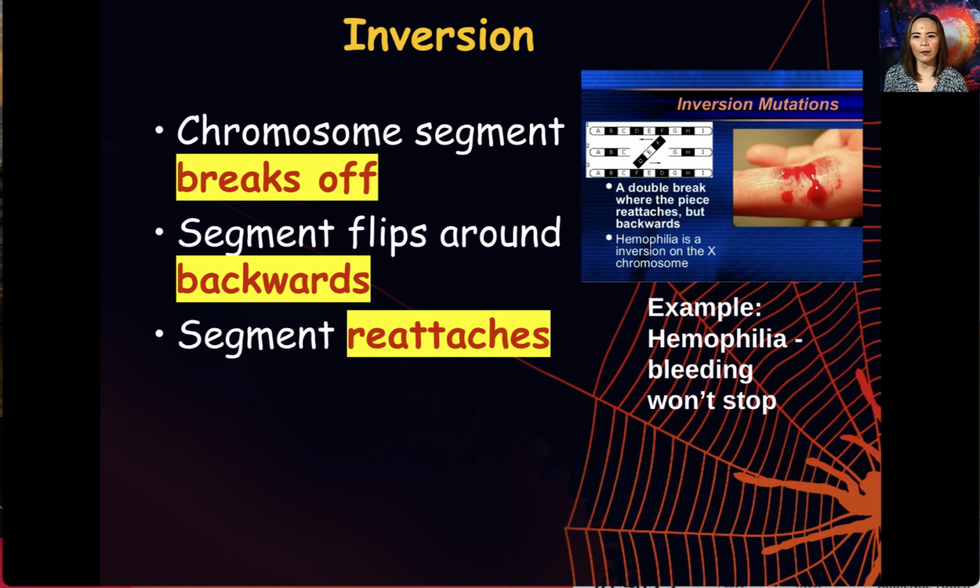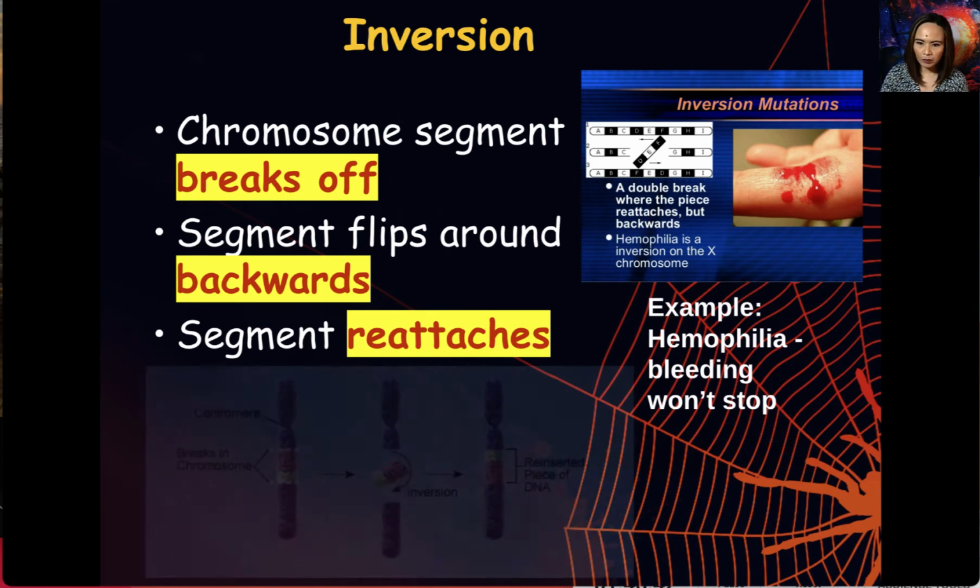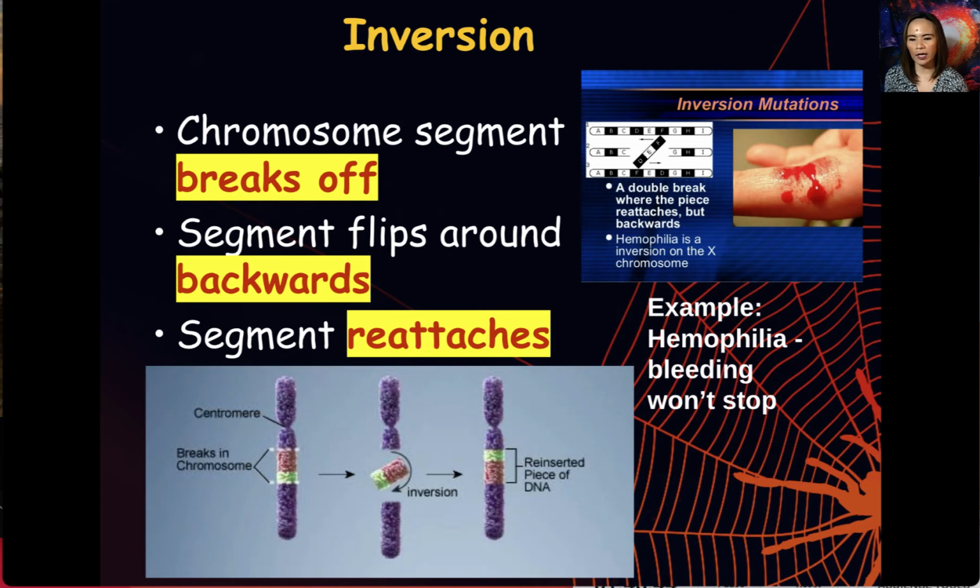Next up is inversion. Inversion happens when a chromosome segment breaks off, and after it breaks off, it flips around backwards and reattaches itself in that same segment. Here's an example of how it looks. This breakage doesn't necessarily come off, unlike deletion, where it really comes off. In this case, it moves and flips backwards, and therefore it causes inversion.